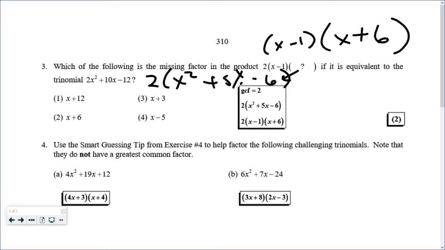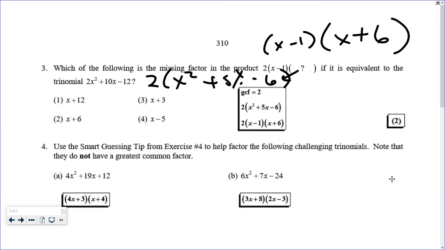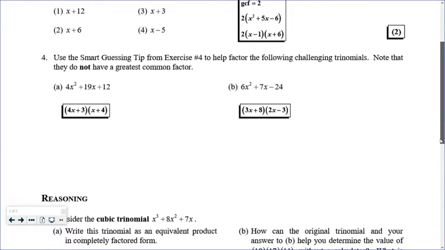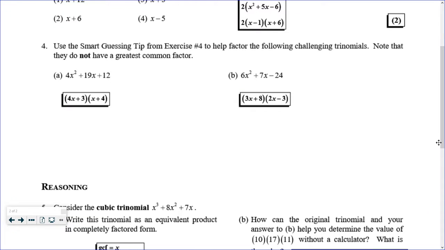Very common on the Regents because they're trying to get you to think, well, what could it be? You can just try them all out and put them in your calculator and see that they equal each other. That's fine. But there actually is a way to do smart guessing. That's what we were doing with the harder questions on day 2 of lesson 5. So I'll give you a moment to just look at these two answers.